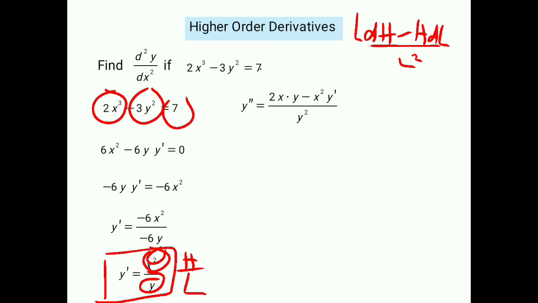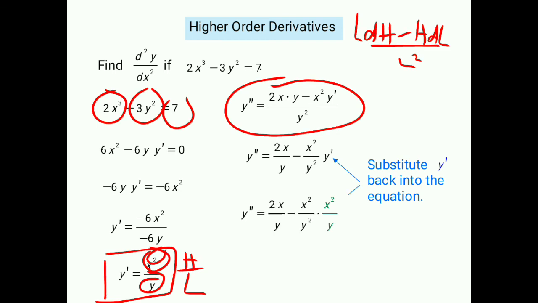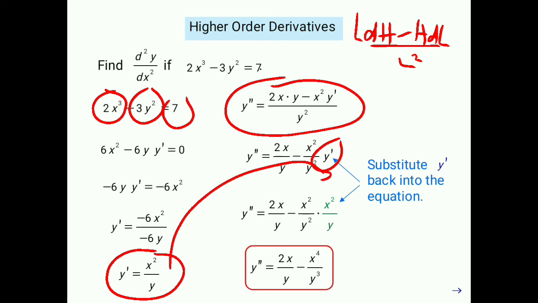So, take the derivative of both sides. Since ito is y prime na, take mo pa yung isang derivative, maging y double prime na siya, or yan na yung second derivative. And then, yung quotient rule, low d high minus high d low, which is ito. So, simplify na lang. Then, since we know that y prime is this, we can substitute it here para ma-complete. So, ito na yung sagot. The second derivative is equal to 2x over y, minus x raised to 4 over y cubed.